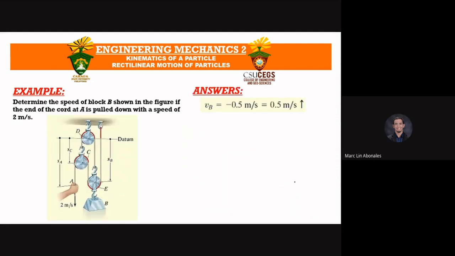For the last example, or the third example for this topic, it is actually the same as the second example earlier. So what we need is to determine the speed of block B shown in the figure if the end of the cord at A is pulled down with a speed of 2 meters per second. So the velocity of block B is equal to 0.5 meters per second upward.